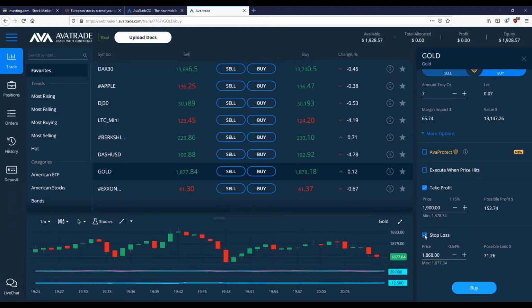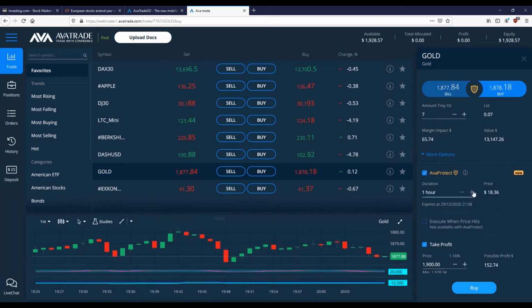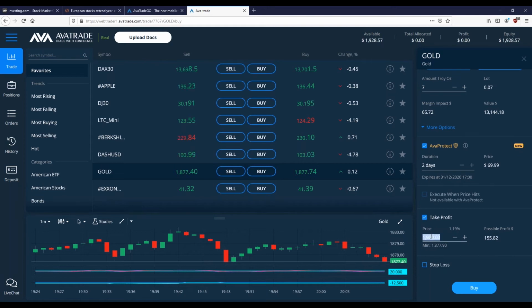The other option I would have, instead of a stop loss, is Ava Protect. Protect for, I don't know, 1 hour, 1 day, 2 days. I could make a heck of a lot more than $70 in 2 days on a buy position on gold. Gold's been moving $50 in a day easy. So if I have 7 ounces and it moves $50, that's $350 potential profit. Maybe I put my take profit, rather than at 1900, at 1925. And because I have 2 days of protection, maybe I want to see if it'll rise higher in the 2 days. And so then I take a buy position.